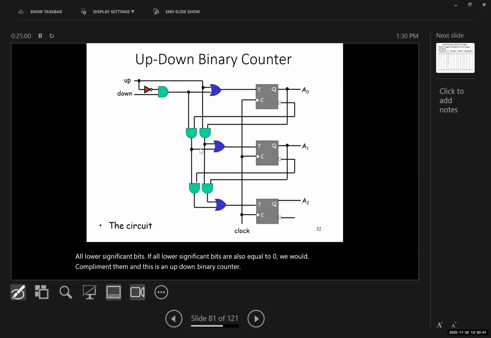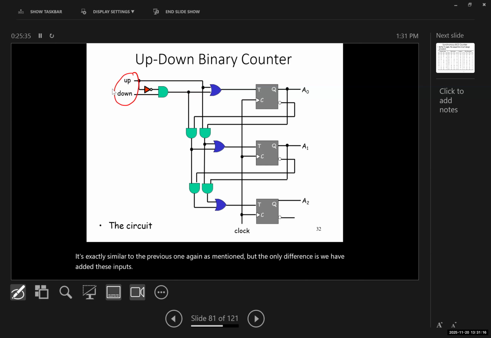It has an extra pin. Up here we have extra pins, which determine if this is an up counter or a down counter. And by selecting these up and down, giving 1 and 0 or 0 and 1, we can create an up counter or a down counter. It's exactly similar to the previous one, but the only difference is we have added these inputs.